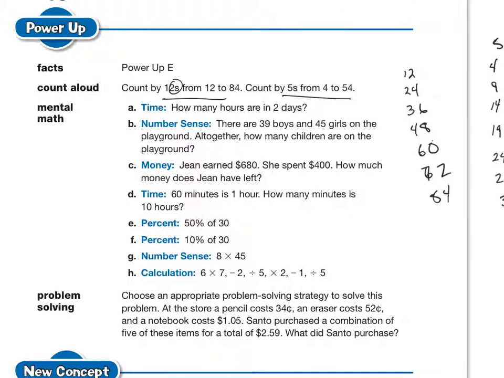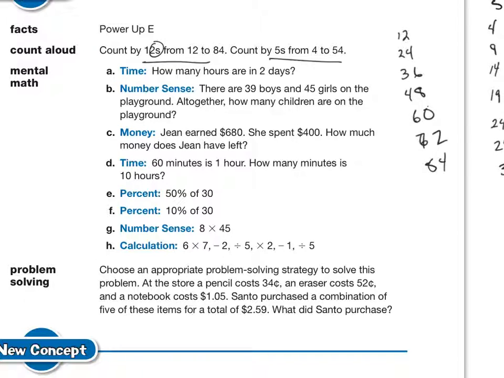All right. How many hours in 2 days? You got 48. There are 39 boys and 45 girls on the playground. Altogether, how many children? 39 and 45, roughly close to, well, it's 84. Jean earned 680. She spent 400, so she had 280 left. 50% of 30 here is 15, which is 1/2. 10% of 30 is 3.